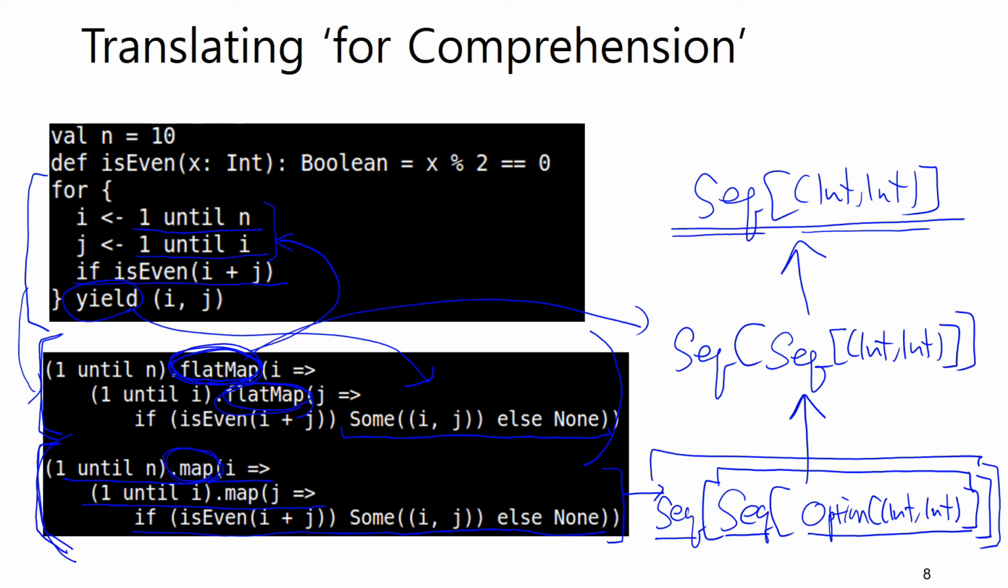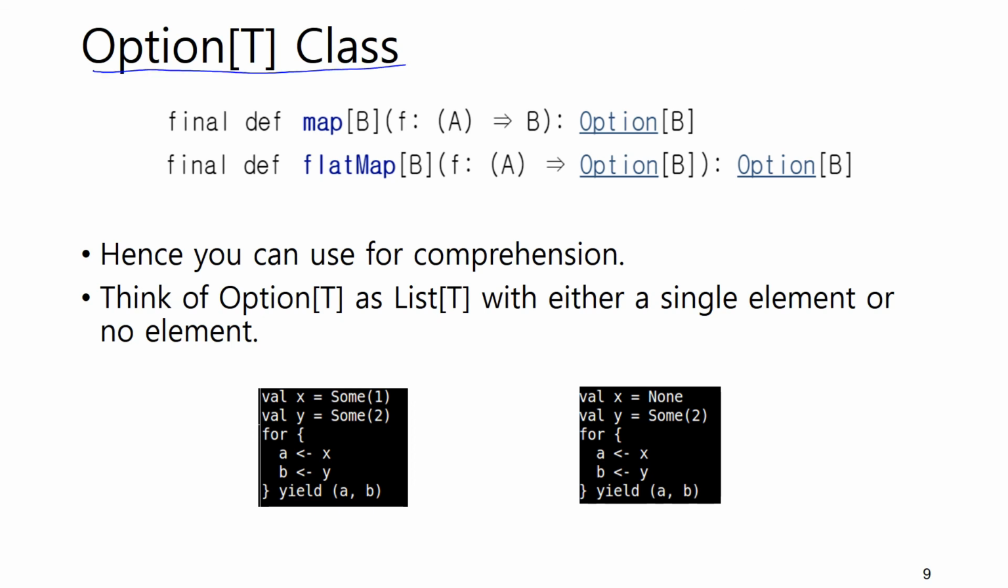And the reason why you can use this flatMap here is that the Option class also supports for comprehension because it has a flatMap. The Option class has this flatMap method, so you can use for comprehension on the Option class as well. And it's easy to see why once you realize that Option is just a special case of list which can have only one element at most. That is either a single element or no element.